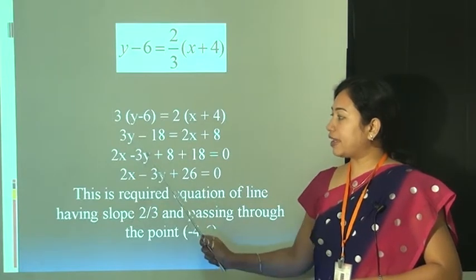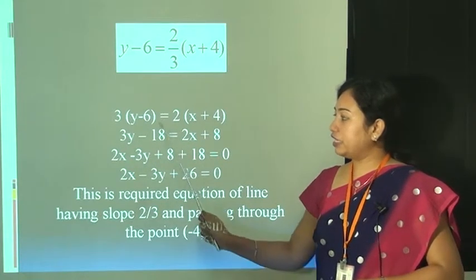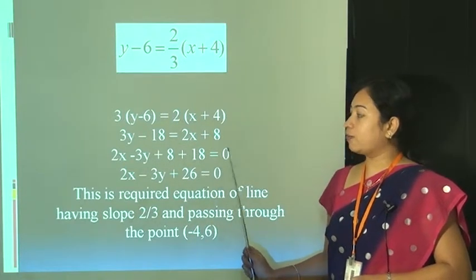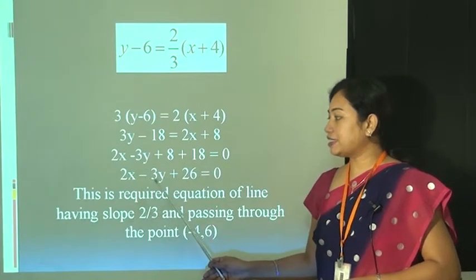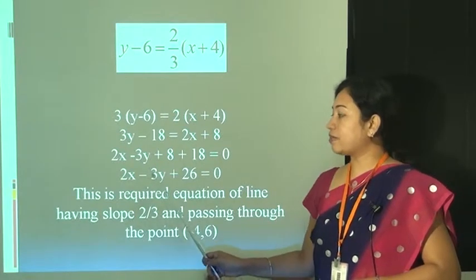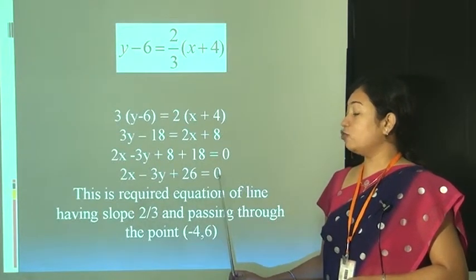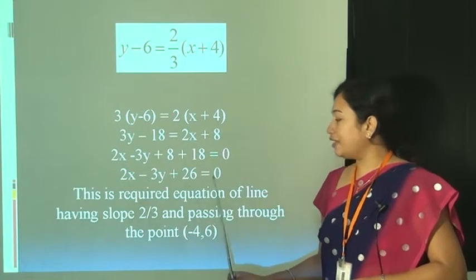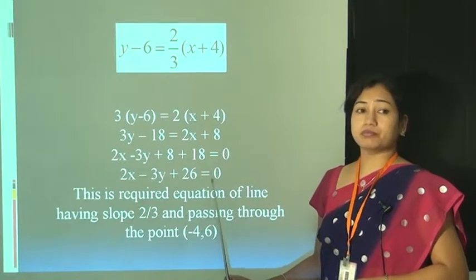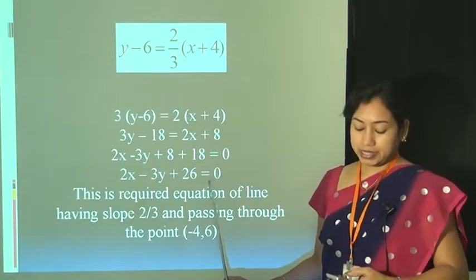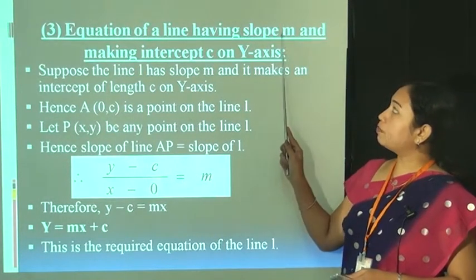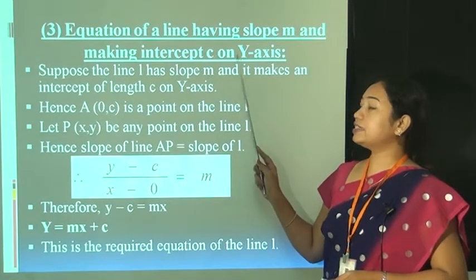So 2x minus 3y plus 18, and if we take this minus 18 to the other side of the equality, it becomes plus 18, is equal to 0. So 2x minus 3y plus 18 plus 8 is nothing but 26. So 2x minus 3y plus 26 is equal to 0. So this is the required equation of the line having slope 2 by 3 and passing through the point minus 4 comma 6.